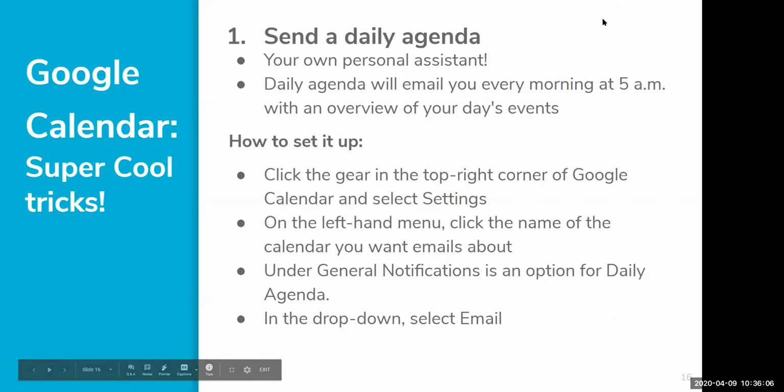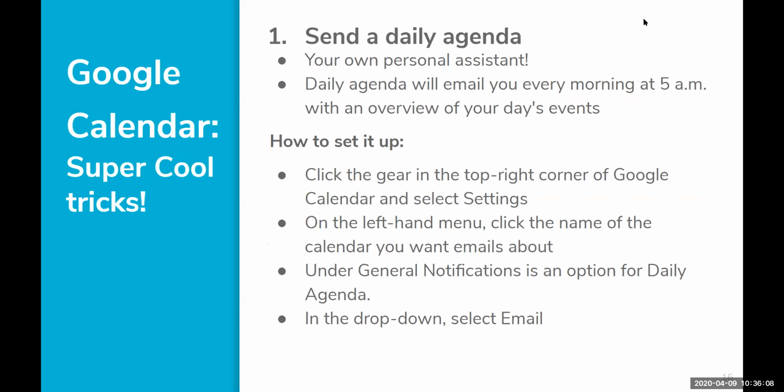Okay, awesome. Thank you. So what you'll do is you'll go click on the gear icon in the top right corner of Google Calendar and select settings. And then on the left-hand menu, click the name of the calendar you want emails about. And there's an option that says daily agenda. And in the drop-down, you'll select email.